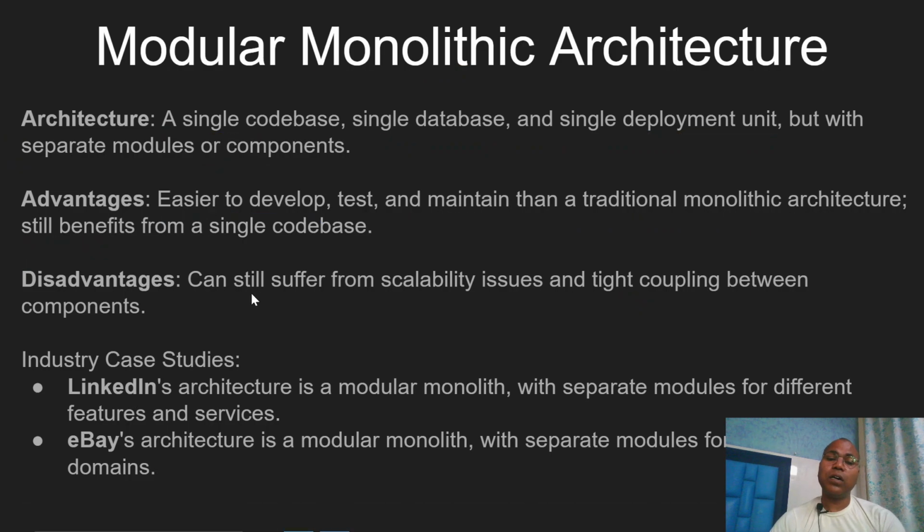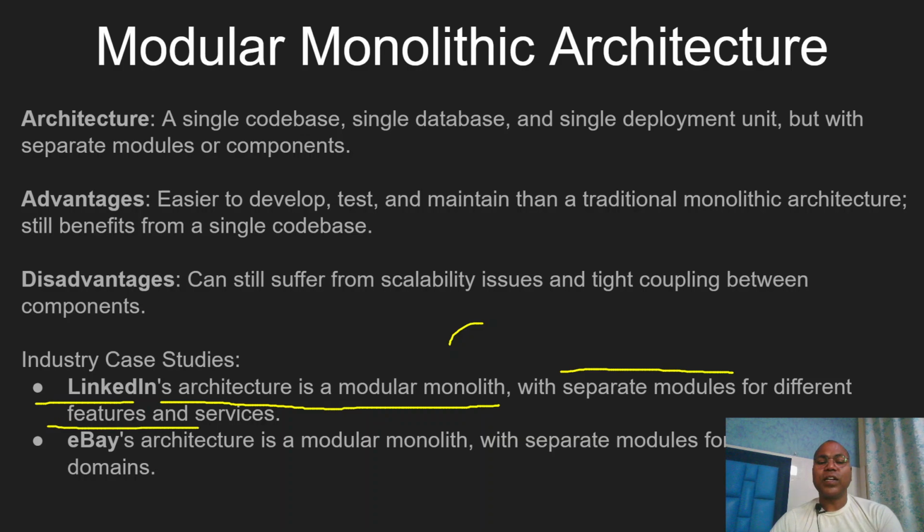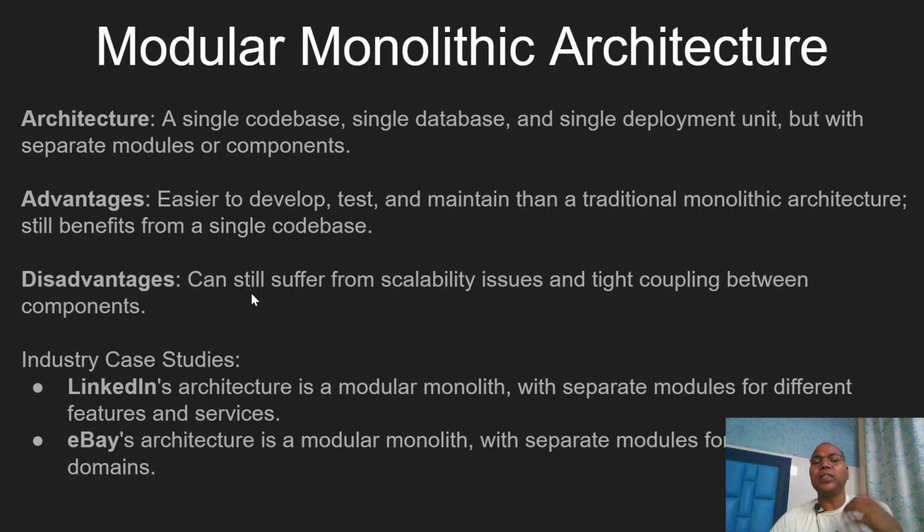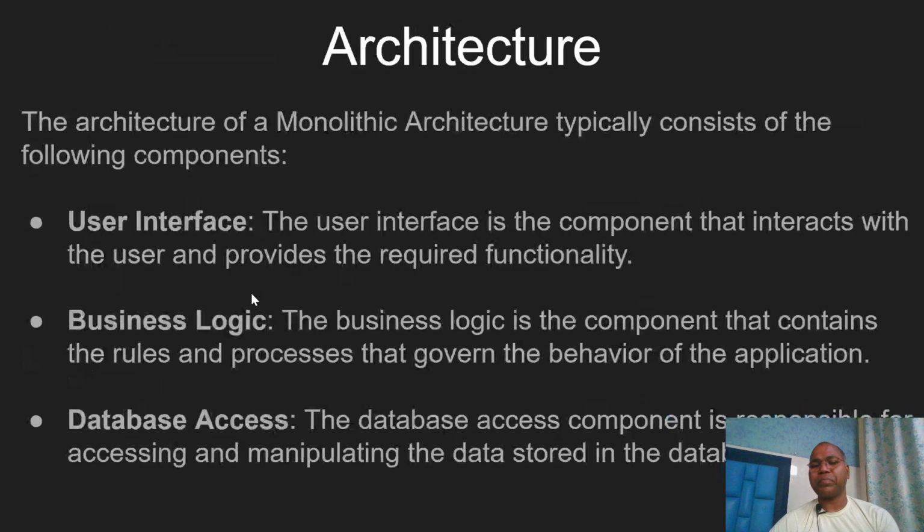If you notice the industry, LinkedIn's initial architecture was a modular monolith. LinkedIn started as a modular monolith and separated the modules into different features and services. Similarly, eBay's architecture also started as a modular monolith and separated modules for different businesses and components. So you can see that lots of applications started on day one with a monolith architecture.